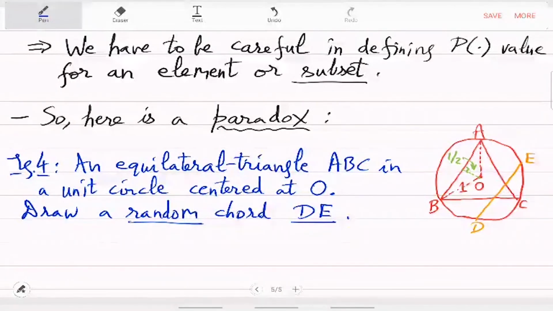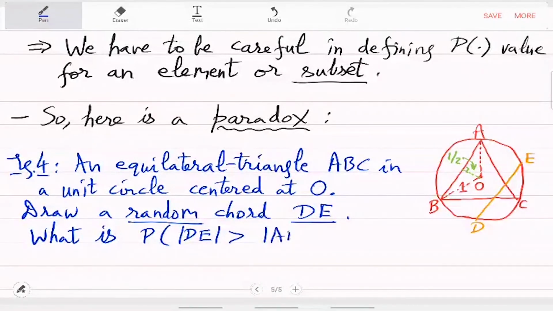We called it DE. So, what is the probability that the length of the random chord is more than the length of AB? Let us say at least. Okay, what is this probability? Does it make sense first of all to ask for this probability, and then second, how will we calculate this thing where the possibilities are endless, literally infinite?